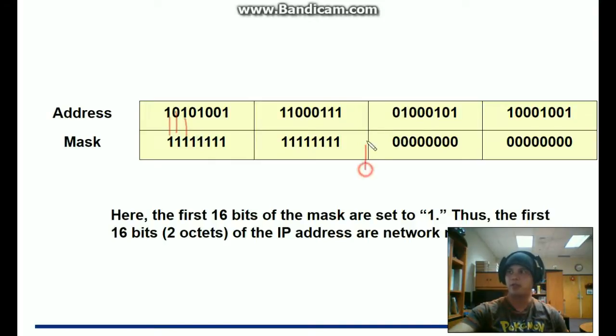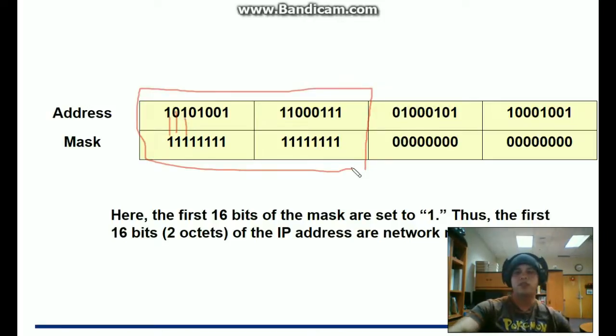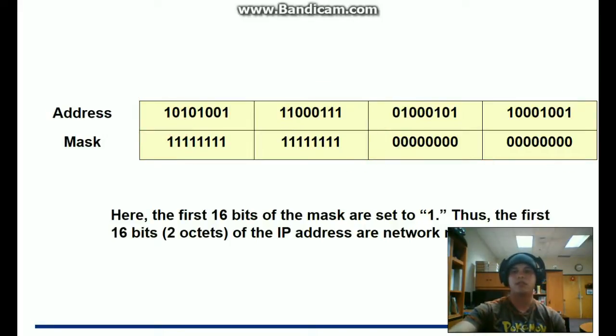So the network portion stops right there and includes the first 2 octets. And then we just convert these into dotted decimal, which will give us a value, but that's it. And then the last 2 octets are used for host. So here the first 16 bits of the mask are set to 1, thus the first 16 bits of the IP address is the network number. Okay. All right.